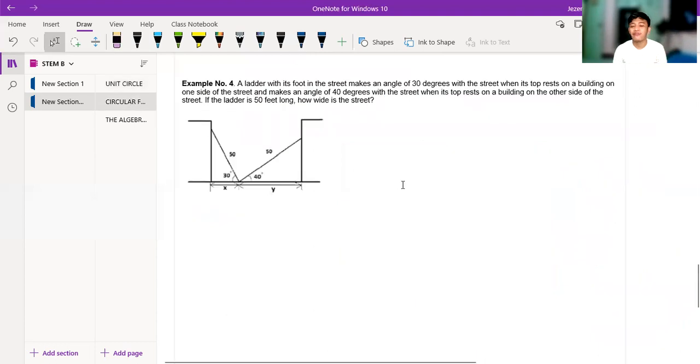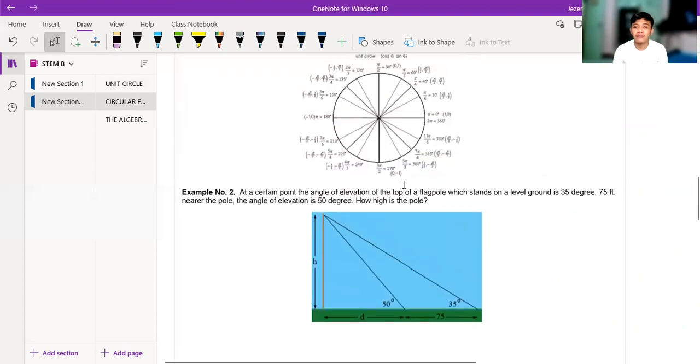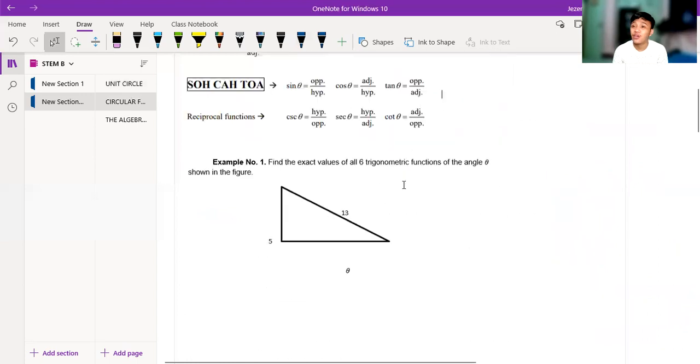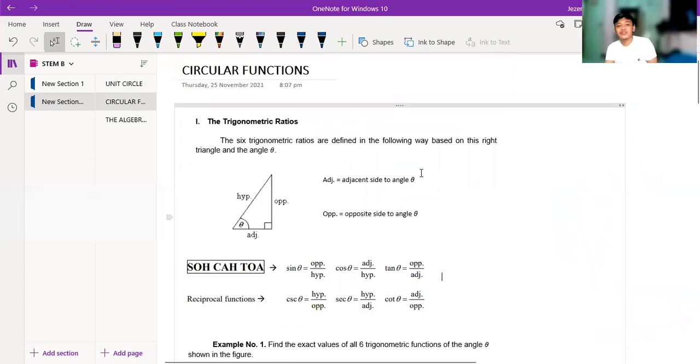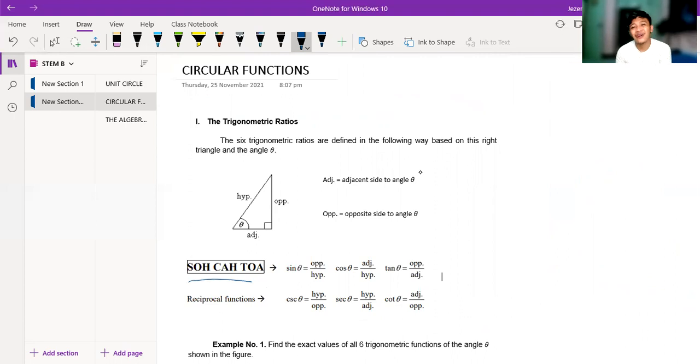This is one of the very interesting topics in trigonometry. Okay? Let's get to know the circular functions. We have 6 circular functions. We call it SOHCAHTOA. Okay? Why? Because of sine, cosine, and tangent. We'll find out later why SOHCAHTOA. The 6 trigonometric ratios are defined in the following based on this right triangle, which comes from the right triangle and the angle theta.